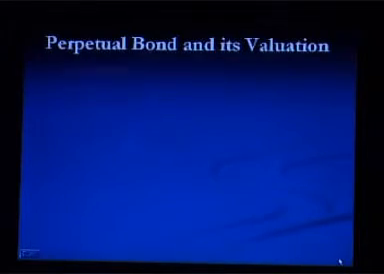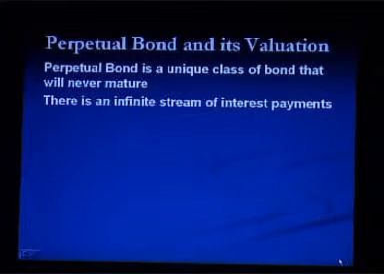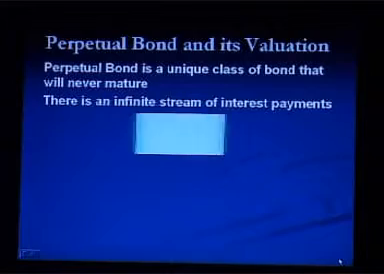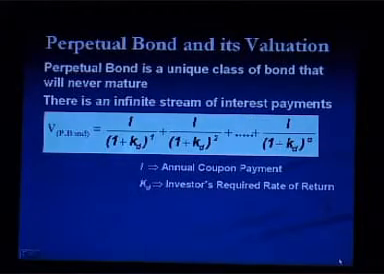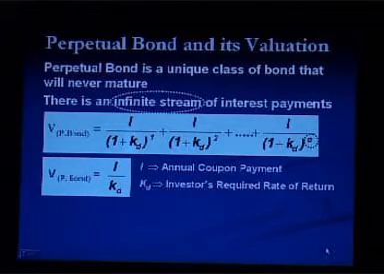There are different types of bond. At first, we can learn about perpetual bond. Perpetual bond is a unique class of bond that will never mature. There is an infinite stream of interest payments. So, the formula will be like that, where I is equal to annual coupon payments and KD is the investor's required rate of return or the discounting rate. Here cash flow is for an infinite period, so the formula can be reduced to a simple form like I divided by KD.